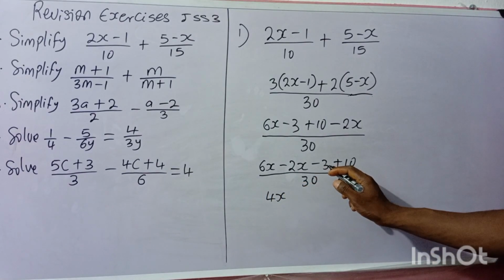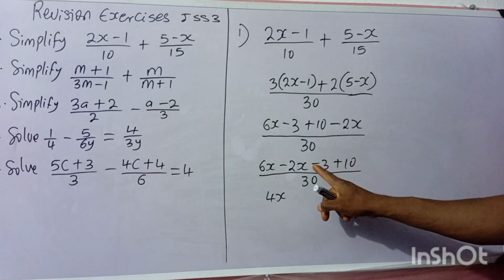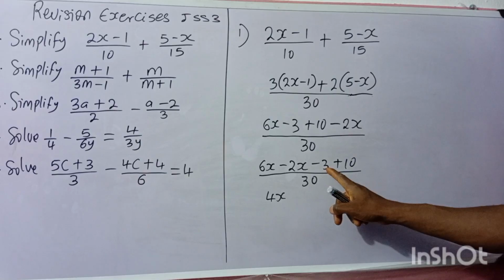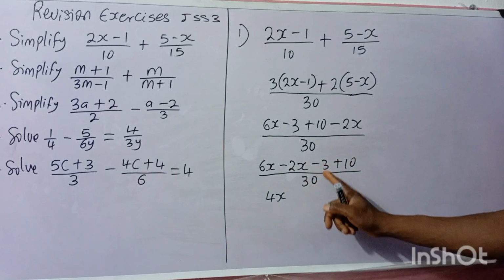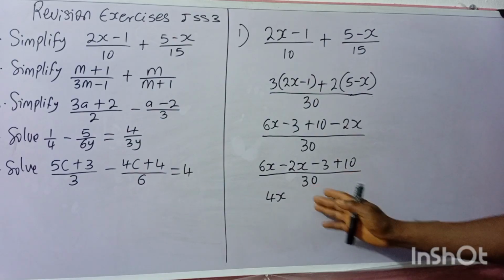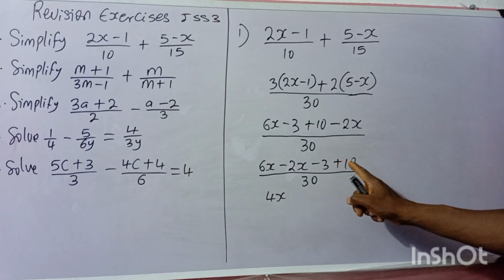Then minus 3. Remember, most students make mistakes here. They ignore the sign of that particular number in question. Some of you will do it this way by saying 3, you now write minus 3 plus 10, they will say minus 13. It doesn't work that way. What we have here is minus 3 plus 10.